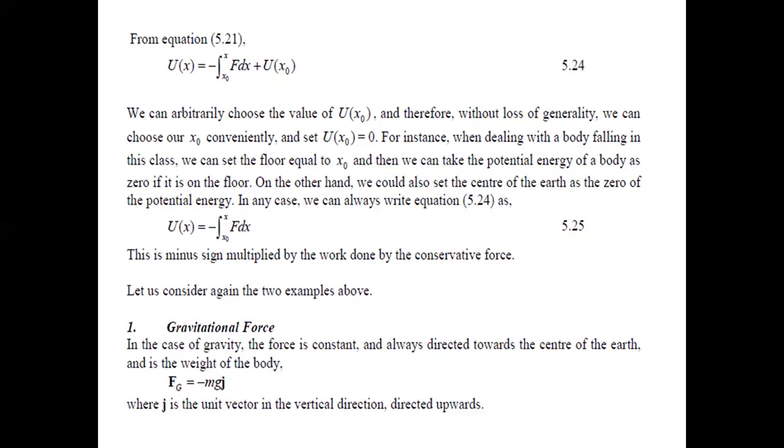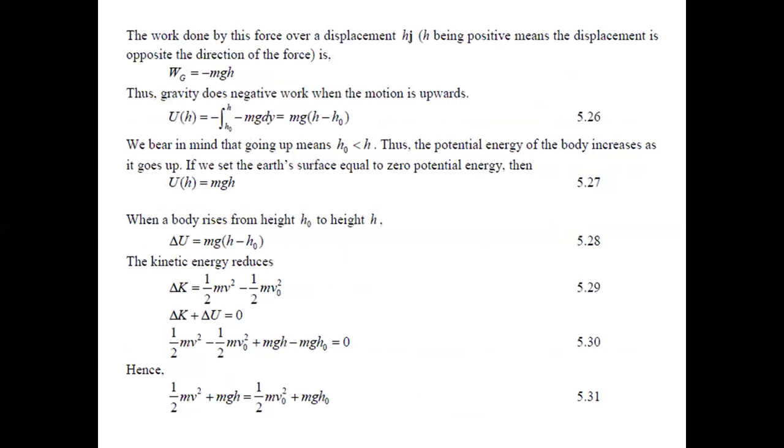One, gravitational force. In the case of gravity, the force is constant and always directed towards the center of the earth, and is the weight of the body. Here j is the unit vector in the vertical direction directed upwards. The work done by this force over h is, we have seen that before, negative, because gravity does negative work when the motion is upward. You just want to see how this ties in with our U of h. So U of h equals minus the integral from h naught to h of minus mg dy, because F is minus mg because it's pointing down, then dy. You get mg into h minus h naught.